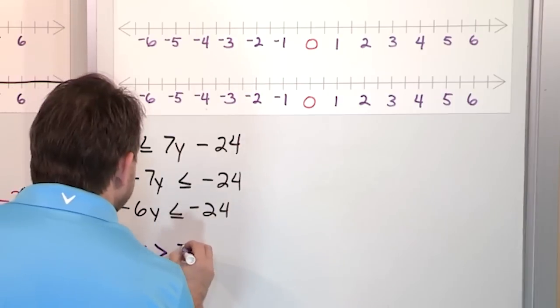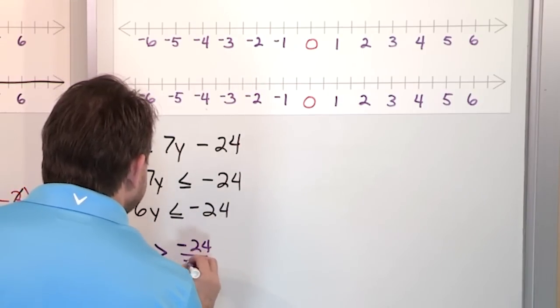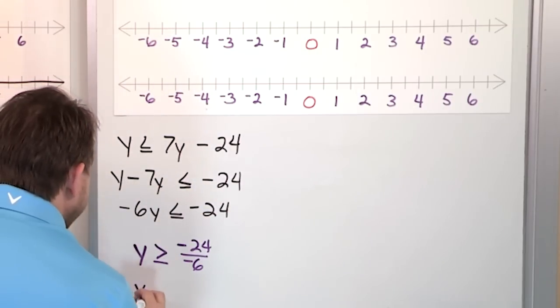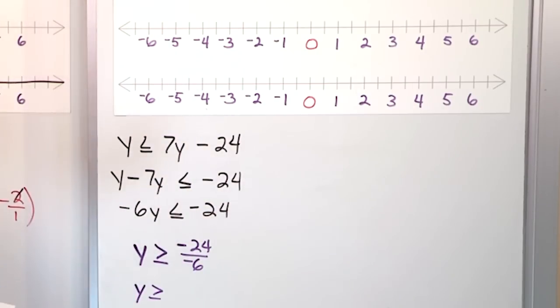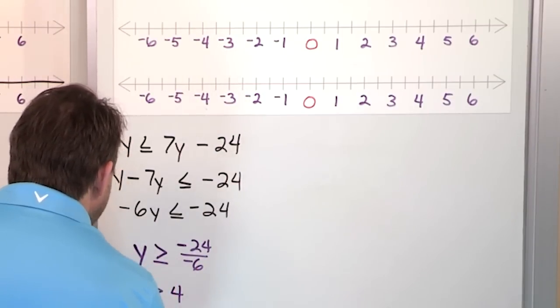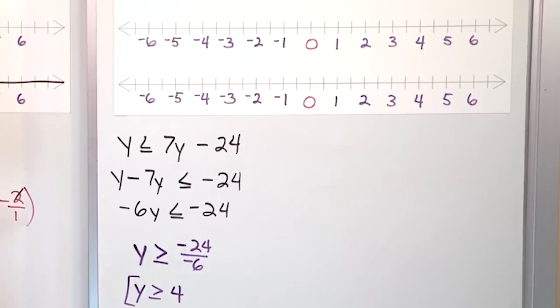And what is it going to be over here? Negative 24 divided by negative 6. So we divide by negative 6, divide by negative 6, and the final answer will be positive, because negative divided by negative is positive. 6 times 4 is 24. So it's y greater than or equal to 4.